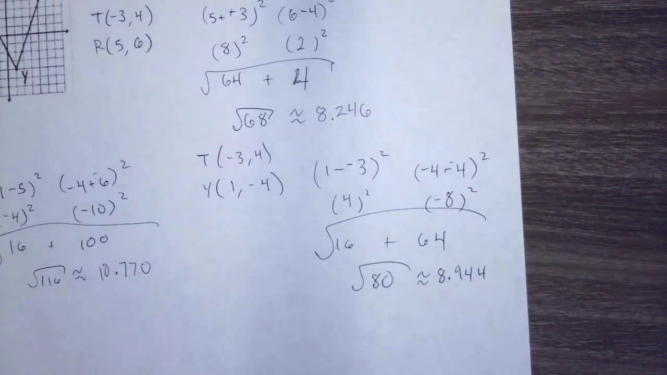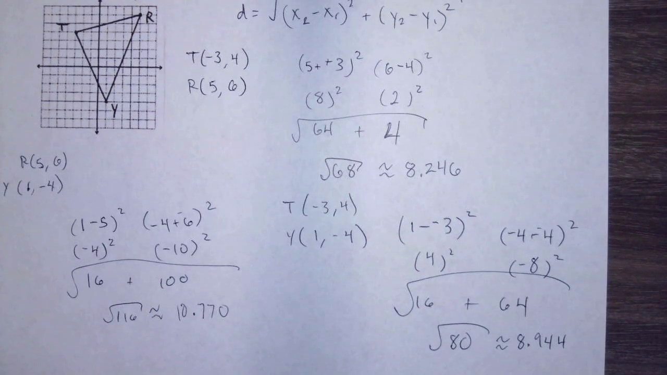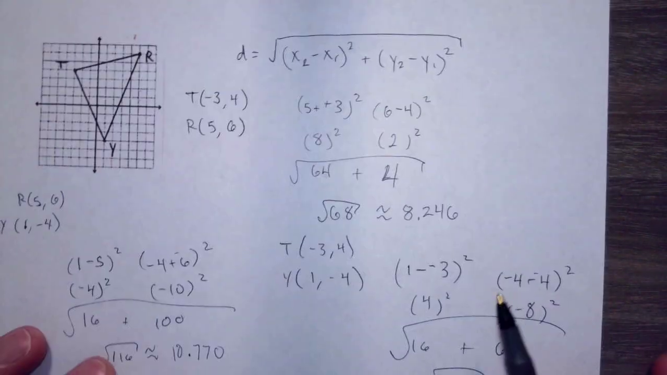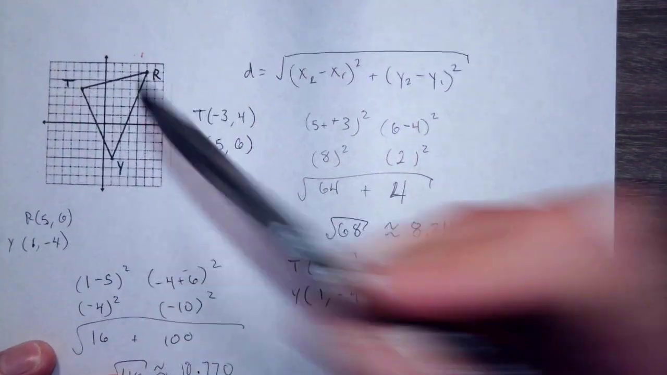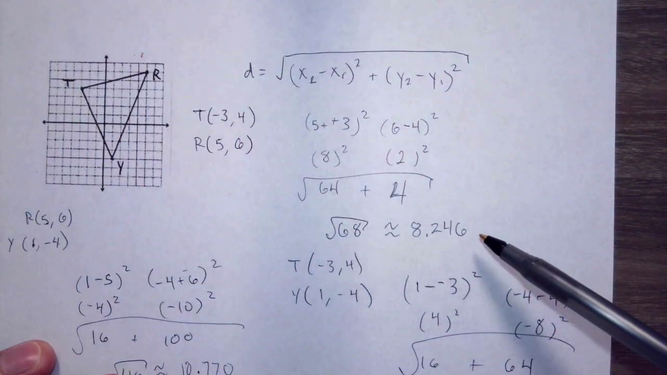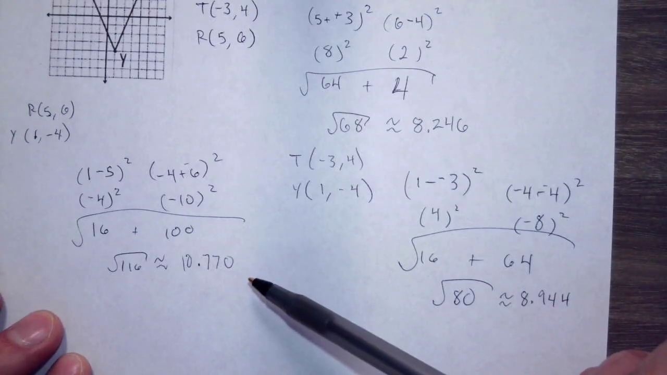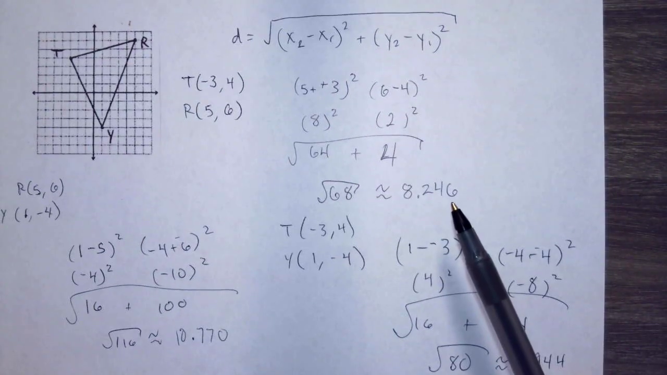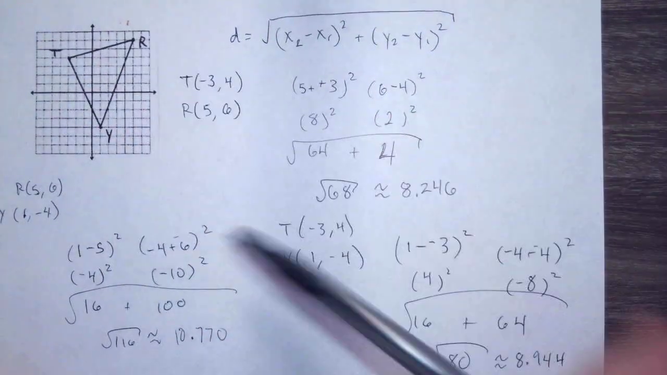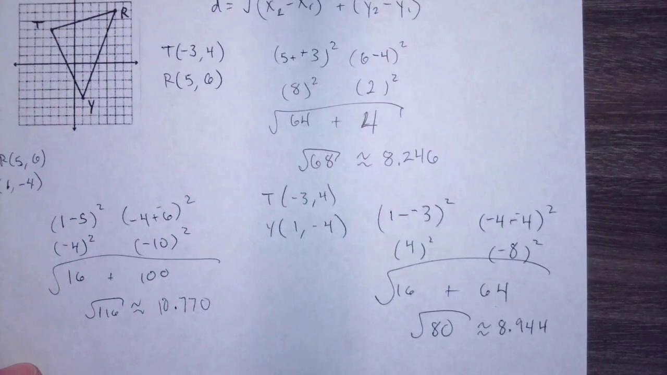So what do we know? We know that I dropped my pen. So we have TR, that's 8.246. We have RY, that's 10.770. And then we have TY, or YT, and that's 8.944.